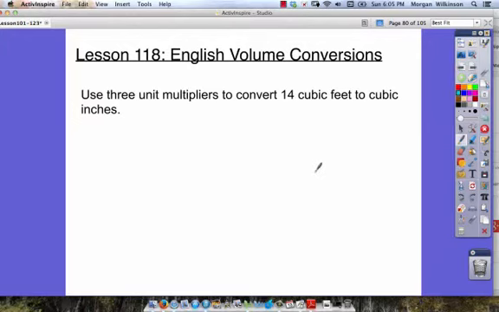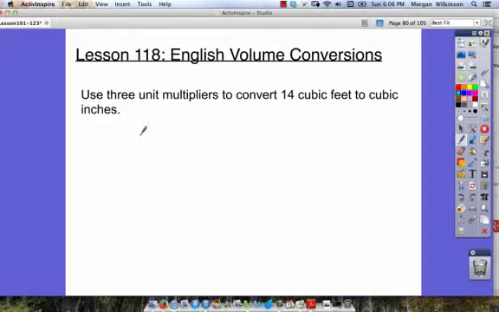Lesson number 118 is about English volume conversions, and this is just referring to using English customary units rather than metric units. So our first question says, use 3 unit multipliers to convert 14 cubic feet to cubic inches.